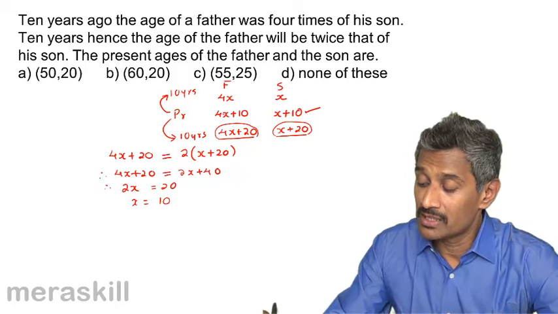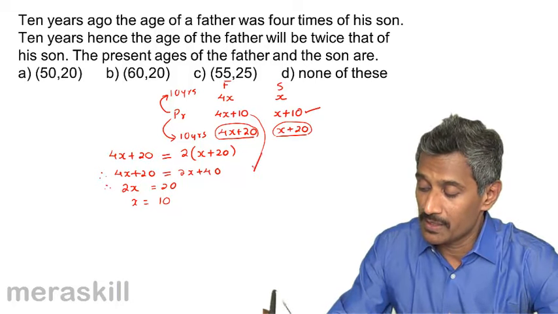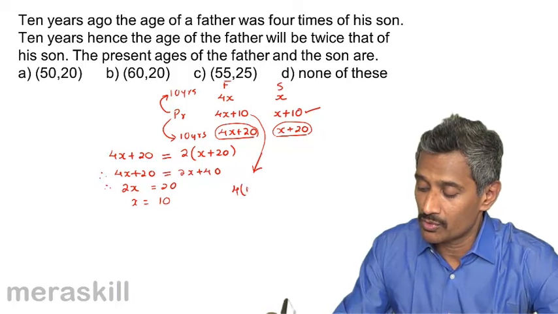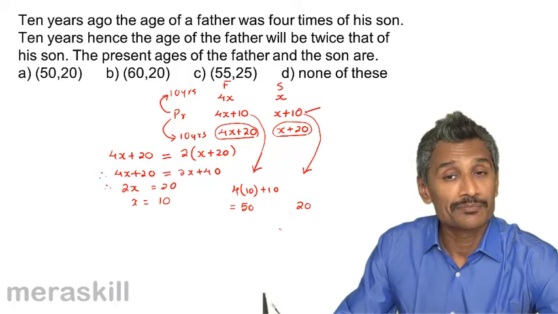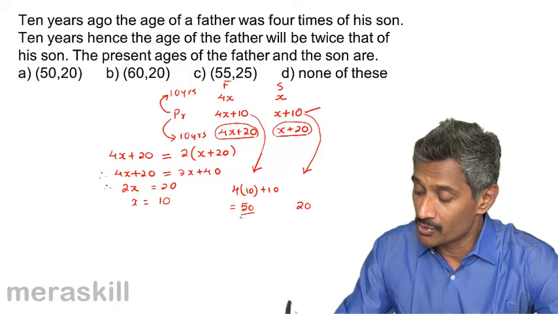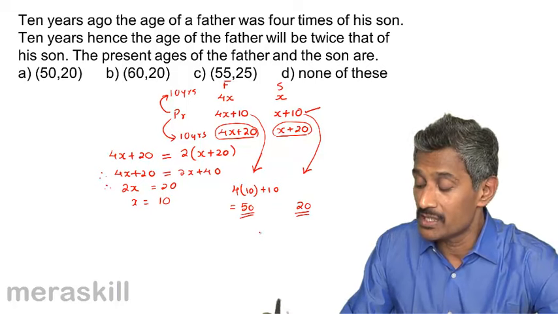Now we are concerned about the present ages. So if x is 10, 4x plus 10 would be 4 into 10 plus 10, that is 40 plus 10, 50 years. And this would be 10 plus 10, 20. So the answer is going to be 50 and 20. Father's age is 50 years and son's age is currently 20.